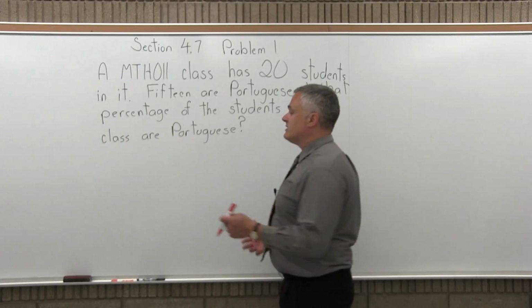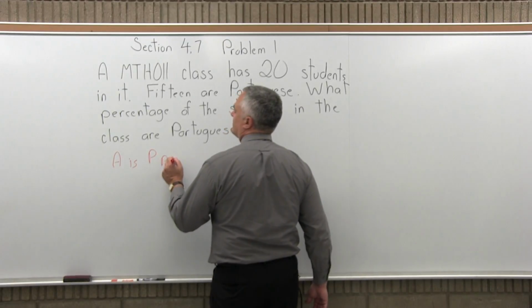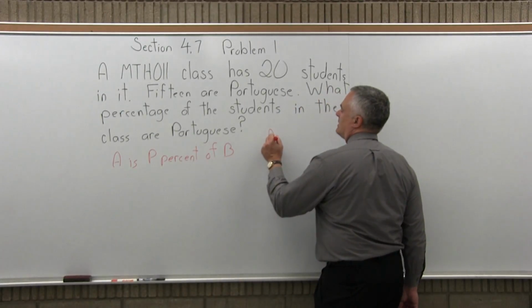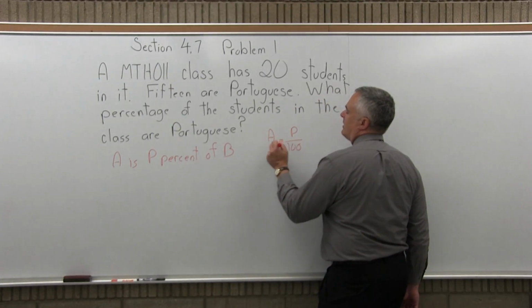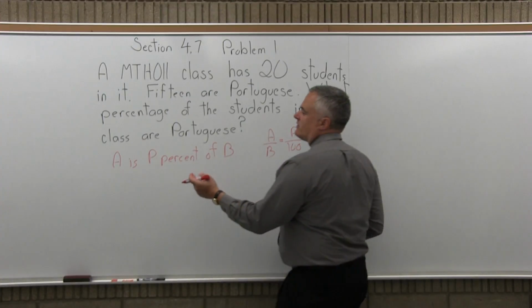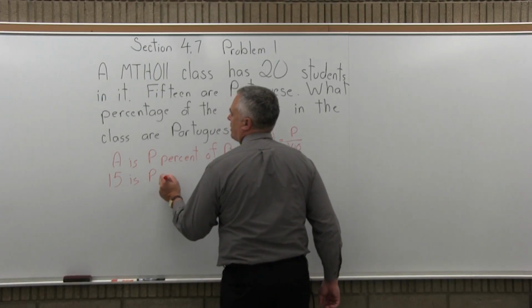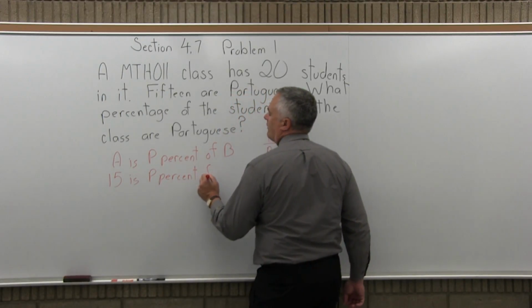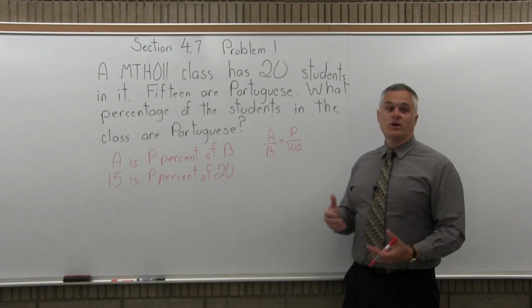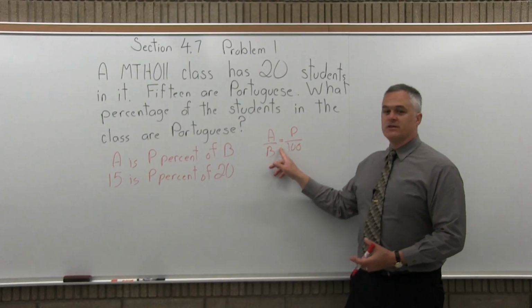So what we want to do is rewrite this problem in such a way that it's saying A is P% of B, and we're going to use our A is P% of B formula. To convert that into this sort of a sentence, we ask ourselves: 15 is P% of 20. That's how we have to start it. So 15 of the students in the class are Portuguese. There's 20 students altogether. We want to know 15 is what percent of 20. That follows our A is P% of B format, and we can fill it into this formula.